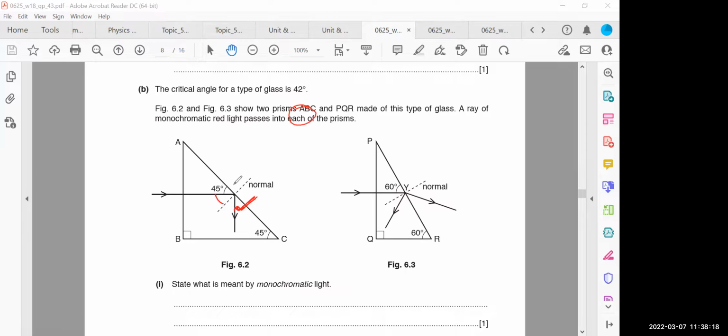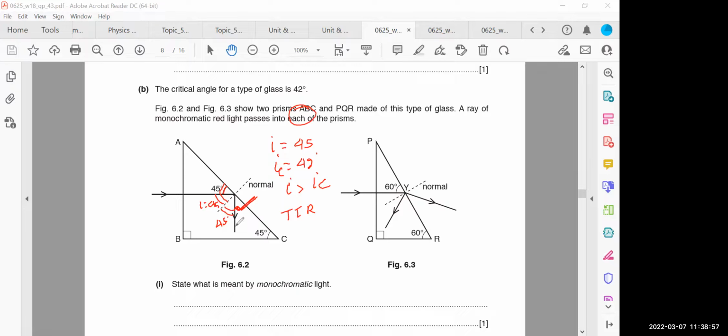This is 45 degrees because the normal angle is 90 degrees, and 45 is here, and the remaining angle is also 45. Angle of incidence i is 45, and the critical angle given in the statement is 42 degrees. If i is greater than the critical angle, that is the condition for total internal reflection to take place. So the light will reflect, and this reflected angle is also 45 degrees, and this is the total internal reflection.